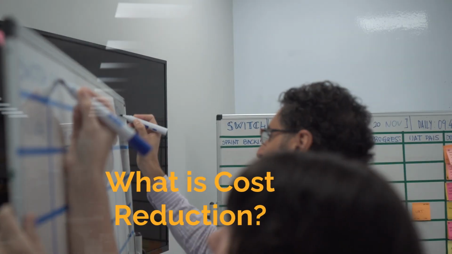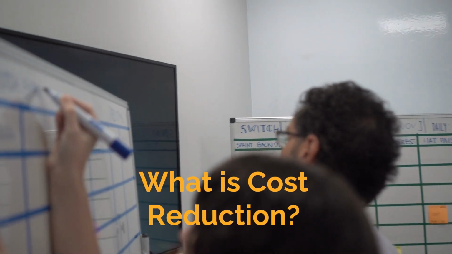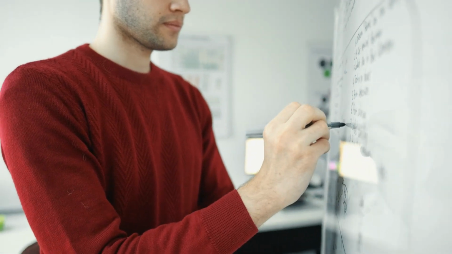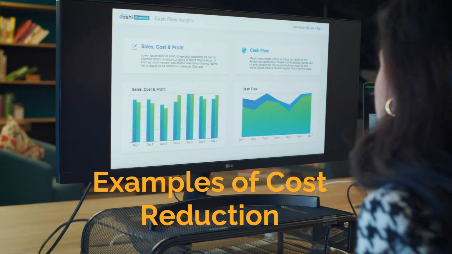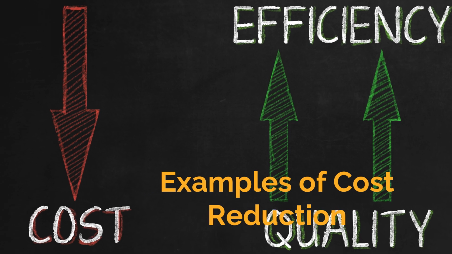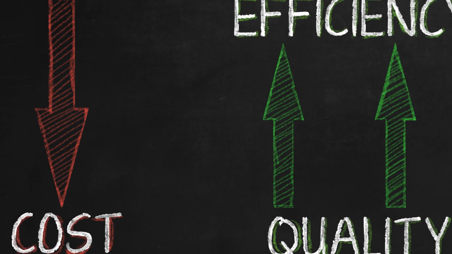First, let's talk about cost reduction. This involves identifying and eliminating existing costs to improve your bottom line. Examples of cost reduction include cutting down on office supplies, reducing utility bills, or renegotiating supplier contracts.